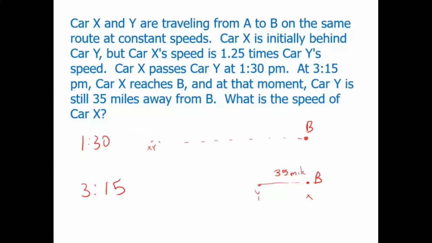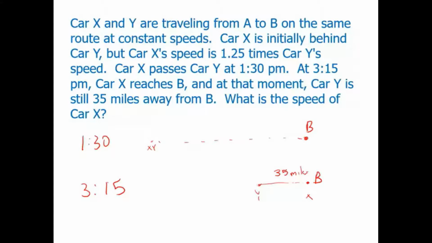So one way to think about this is in terms of the gap. The gap between them is 0 at 1:30. The gap between them is 35 miles. And so we can actually set up a D equals RT for the gap. So we know the distance, 35 miles. So it increased from 0 to 35 miles in that time.